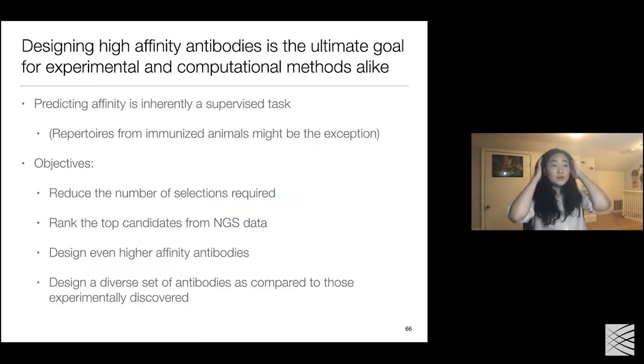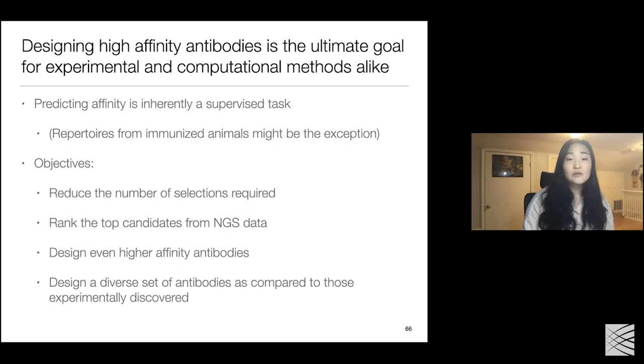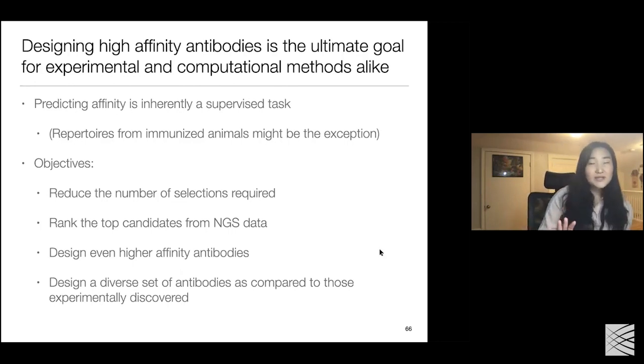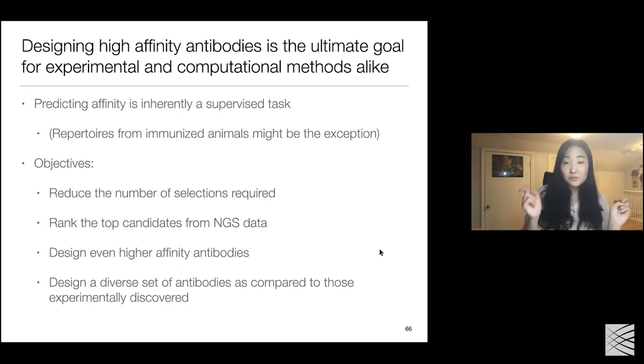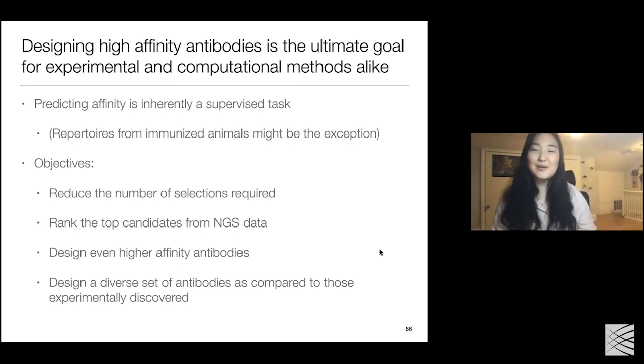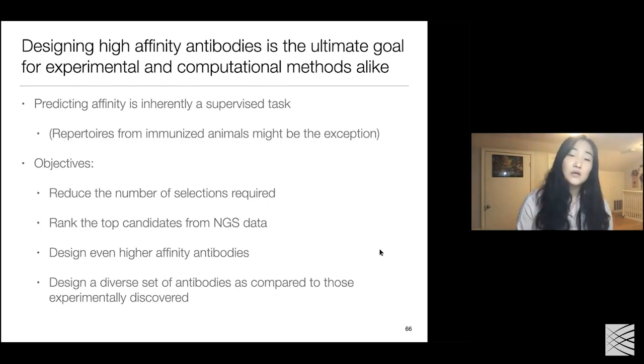And so the goal here, this is the ultimate goal, right? To design high affinity nanobodies. And this is the ultimate goal, whether you're using experiments or computational methods. And predicting affinity for a specific target is inherently a supervised task. Repertoires from immunized animals might be the exception because you can use these immunized animal sequences to learn about which sequences were upregulated or were enriched, and you can use these to inform an unsupervised model, although there's a kind of label on the sequences because it has been immunized, which is great.